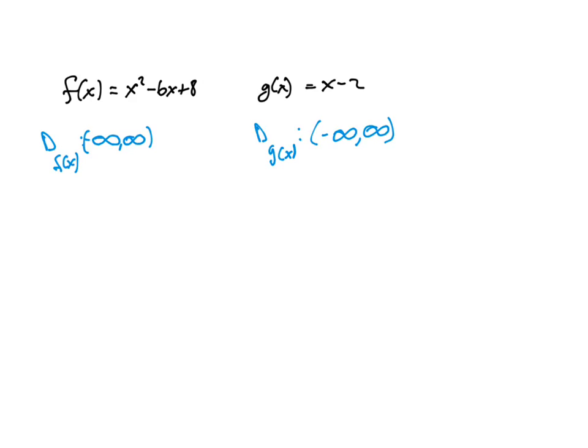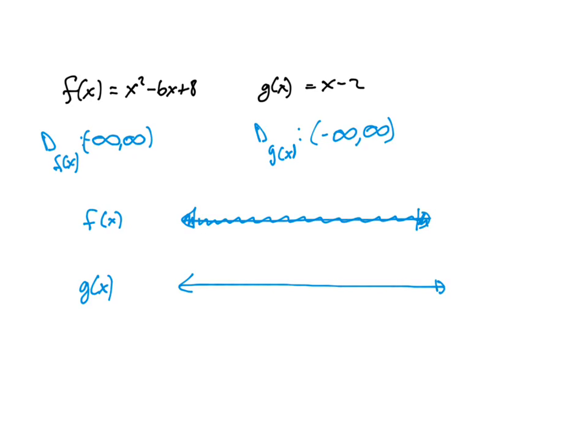If we were to graph these side by side on a number line, we're going to say the domain for f of x is going to be all real numbers, and similarly for g of x, all real numbers. So when we combine these functions, everything overlaps here.